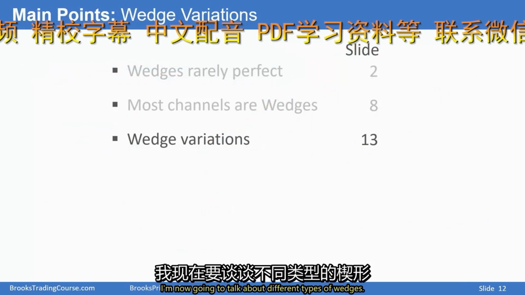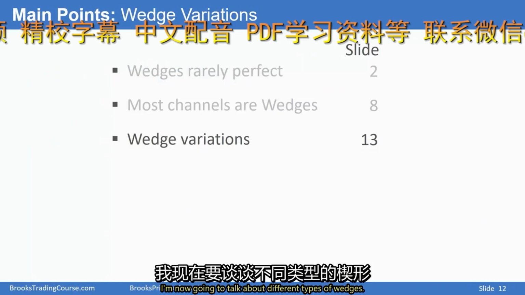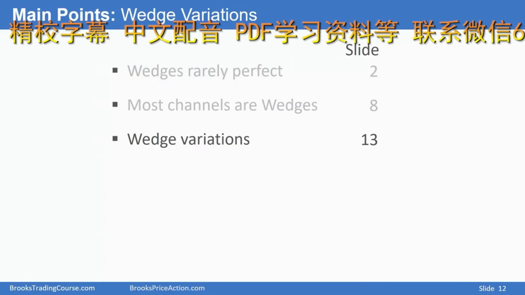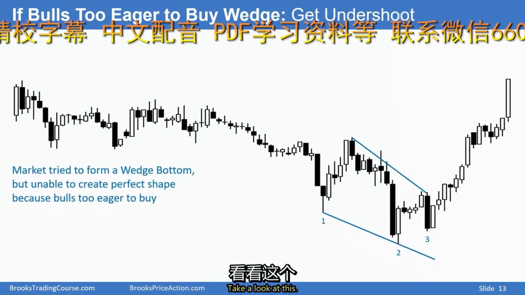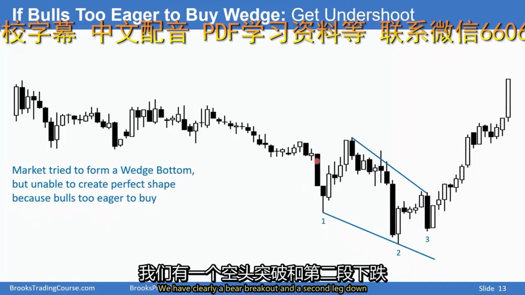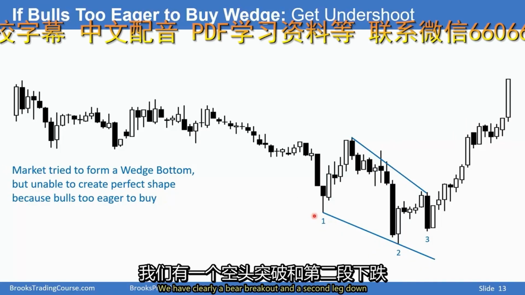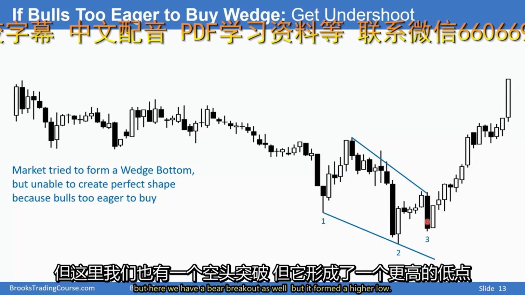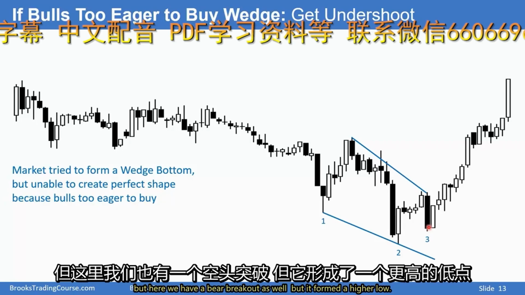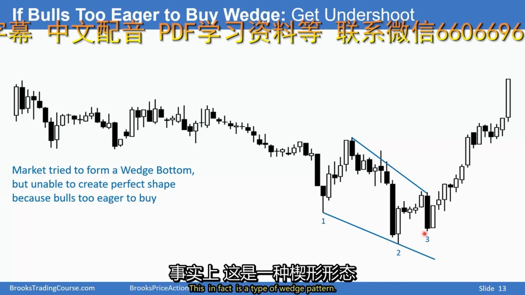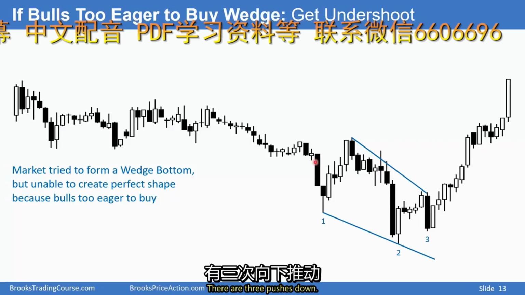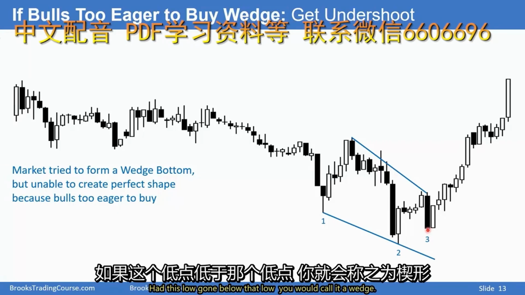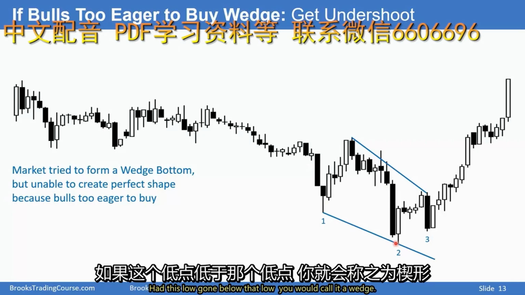I'm now going to talk about different types of wedges. Take a look at this. We have clearly a bear breakout and a second leg down, but here we have a bear breakout as well, but it formed a higher low. This, in fact, is a type of a wedge pattern. There are three pushes down. Had this low gone below that low, you would call it a wedge.